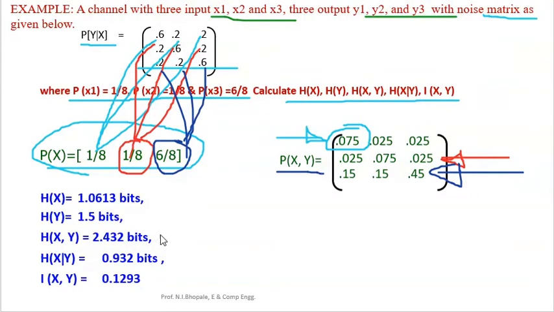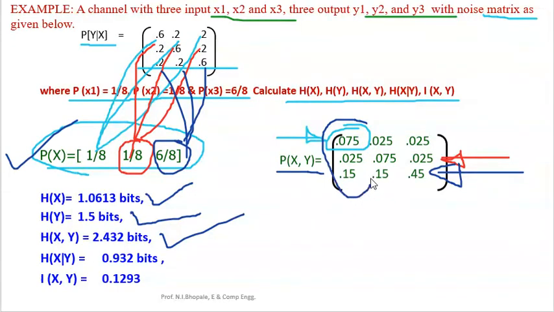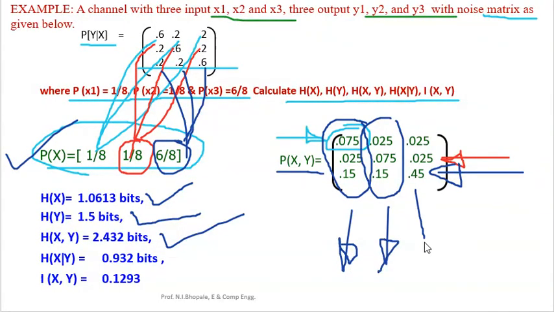From P(X,Y), calculate the H(X,Y). H(X) can be easily calculated from P(X), and H(Y) can be easily calculated by summing all the elements. Whatever values you are getting over here, that is the first value of P(Y). This is the second value of P(Y). This is by adding all the elements in the third column, the third value of P(Y). So by knowing the P(Y), you can get the H(Y). Like this, calculate H of X given Y and I(X;Y), that is the mutual information.